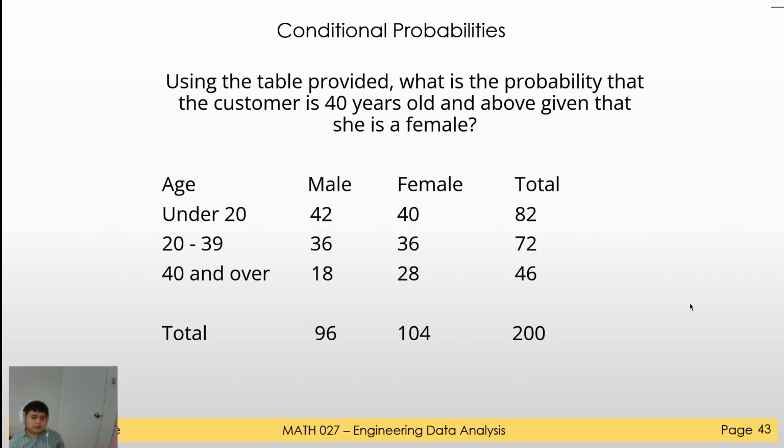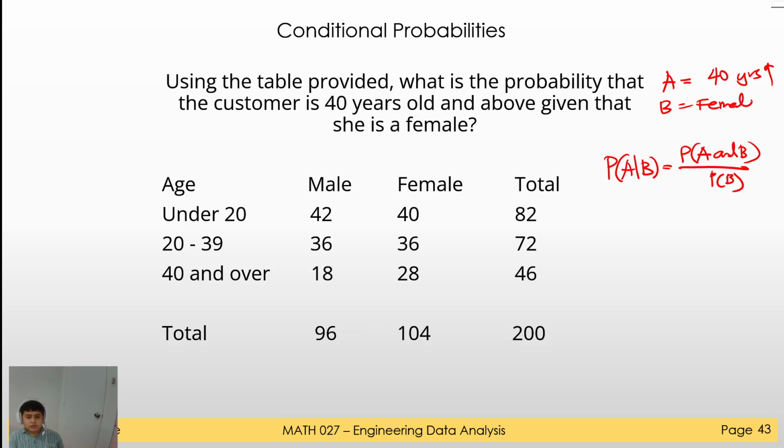Okay, and then another example here. Using the table, what is the probability that the customer is 40 years old and above, given that she is female? So again, we have to find the probability of A occurring given that B has occurred, which is the ratio of P of A and B over P of B. The event A here is 40 years old and above, and B here is that the person is female.